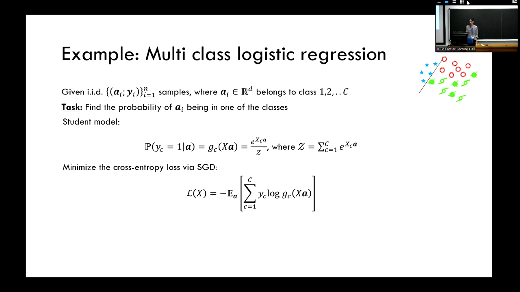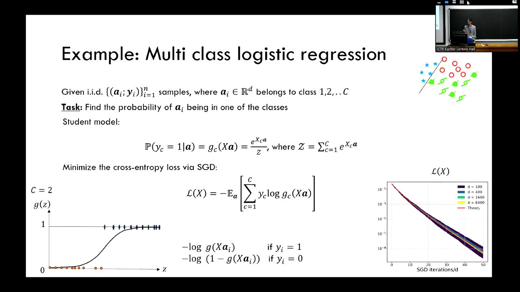So what you would do is minimize the cross entropy loss. And this is essentially the example that I showed at the beginning, that for the case of binary logistic regression, we can really track the dynamics, and you can see the theory converging to the dynamics of SGD as the dimension grows.